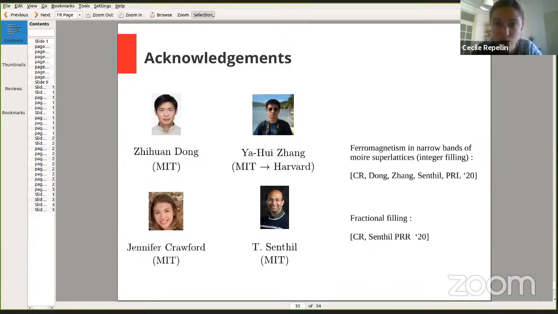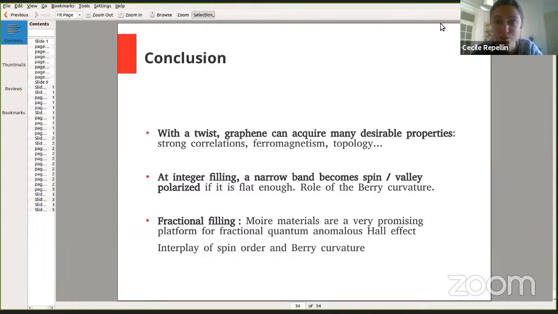So with this, I will conclude by saying that with the drift, graphene can acquire many interesting and desirable properties, such as strong correlations. We've explored at integer filling the phenomenon of flat band ferromagnetism, and shown the strong role of Berry curvature, and finally showed that at fractional filling, a fractional quantum anomalous Hall effect was possible. The gaps that we calculated correspond to temperatures that are in principle accessible to experiments, but are also temperatures that have not been explored yet in this context.